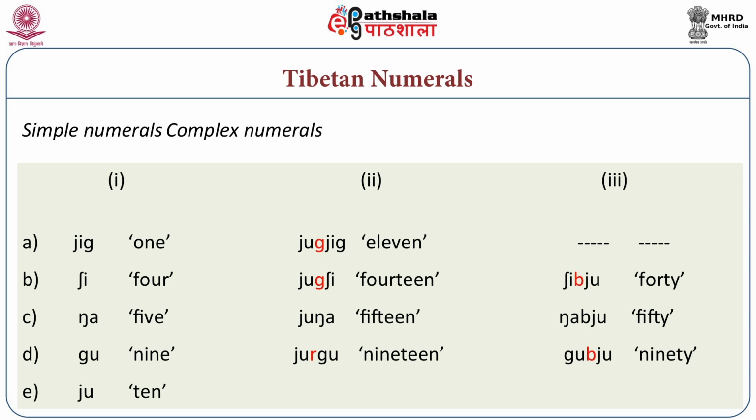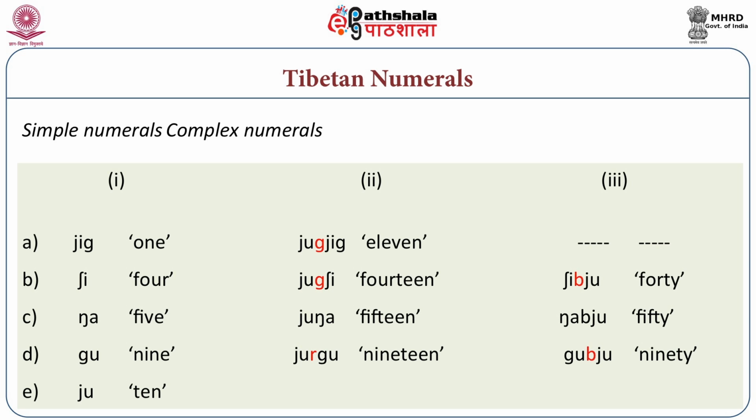In column 1 you have simple numerals. The examples are for the words 1, 4, 5, 9 and 10. In column 2 we have complex numerals for the words between 11 and 20. So we have a word, for example, 11, 14, 15, 19.